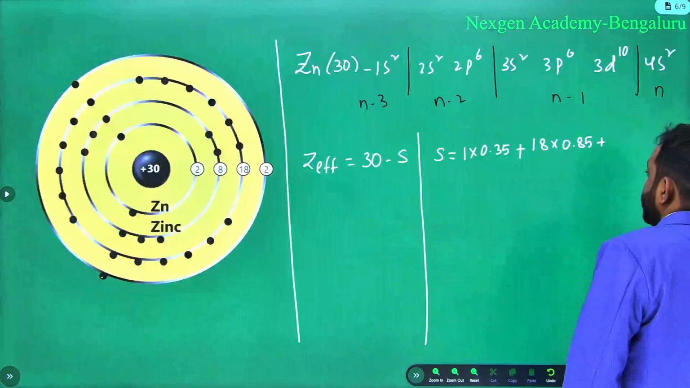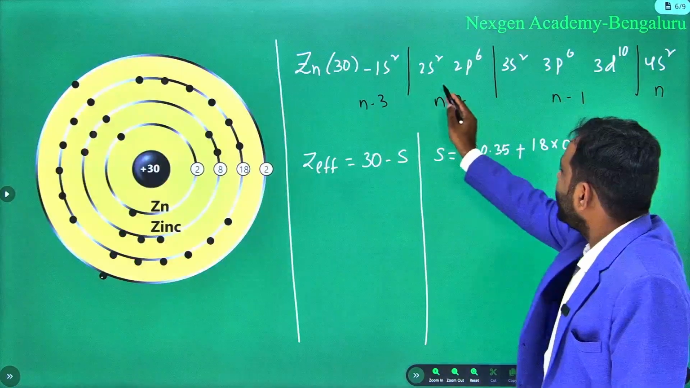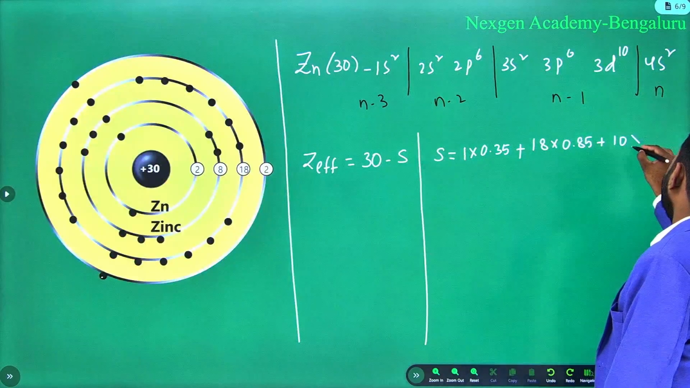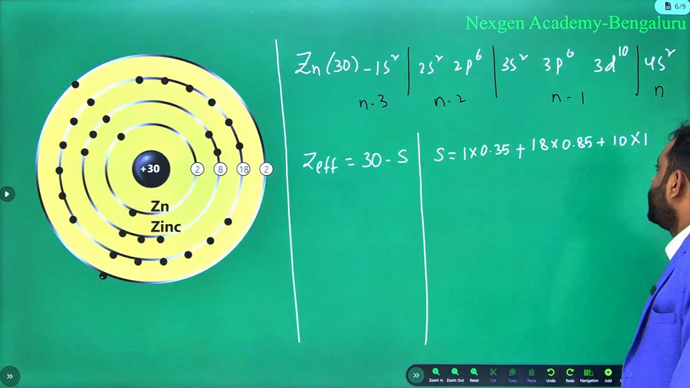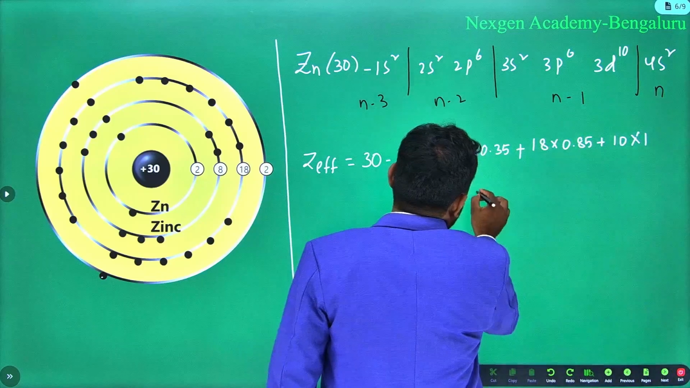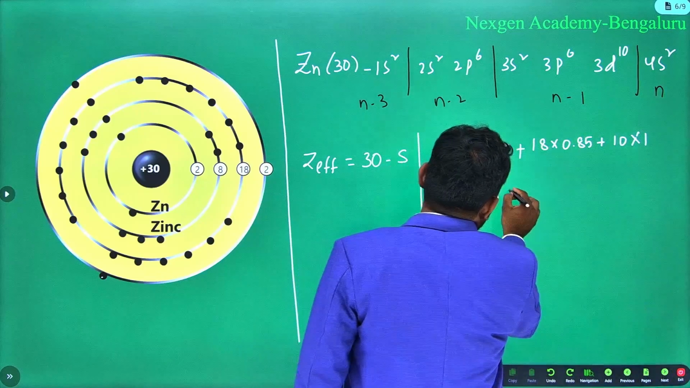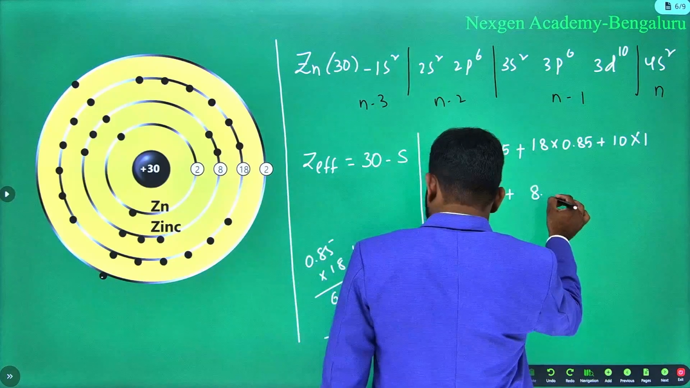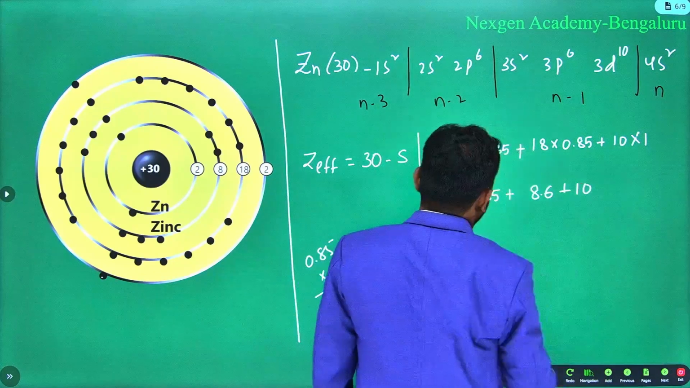Yes, come back to this. So how many electrons are there? 6 plus 2, 8 plus 2, 10. 10 into, each electron contributes 1. So that's why 10 into 1. Yes. So 1 into 0.35, 0.35, plus 15.3... 18 into 0.85, 15.3 plus 10. Clear, right?